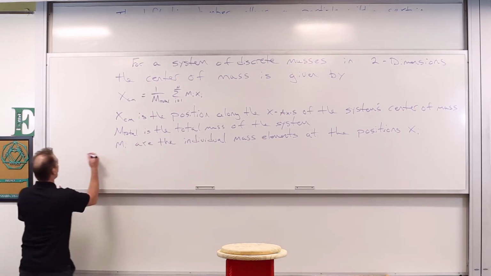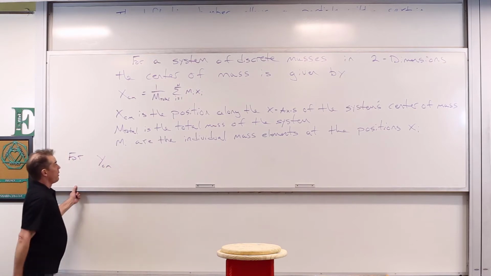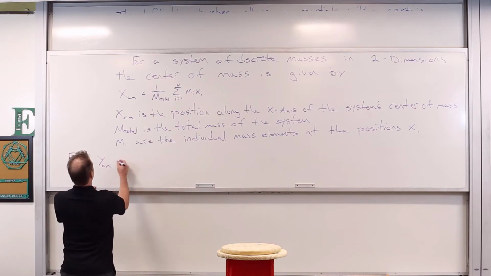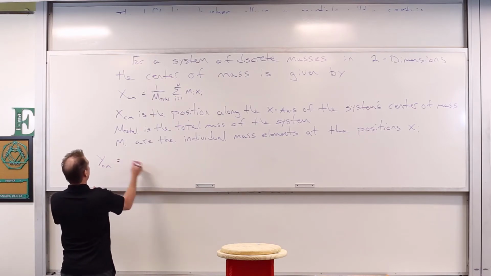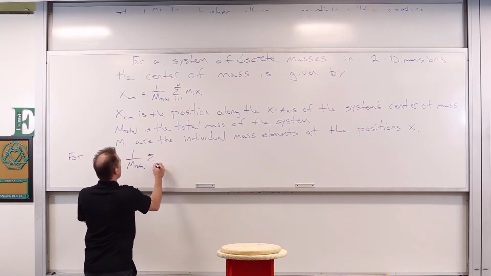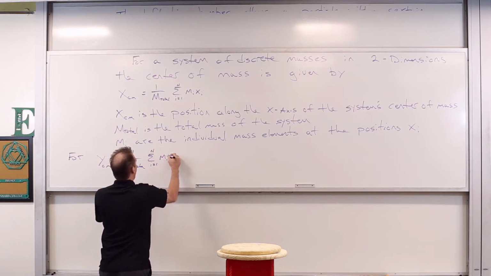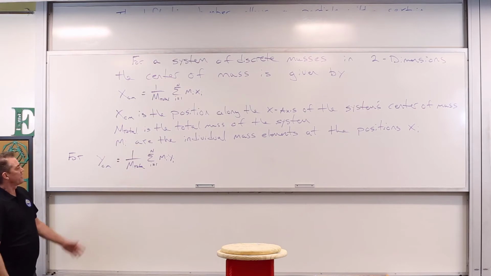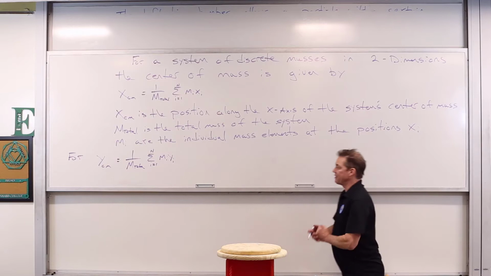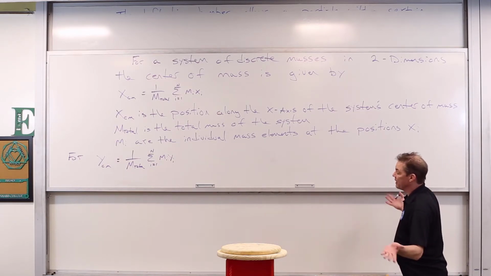And then we can also have for y, the position of the center of mass along the y-axis is equal to 1 over the total mass times the sum from i equals 1 to n of m_i y_i. So we've got the same sort of thing, except we're looking at the individual mass elements and their y positions to figure out what the center of mass position for the y position is.